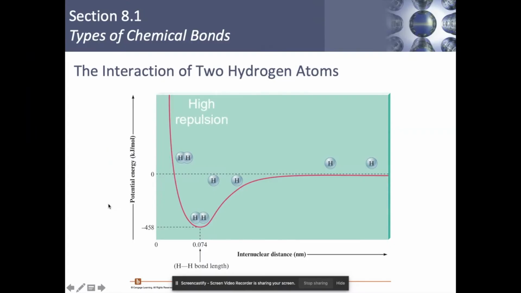Okay, so let's go back. And again, you can mark this then as a high repulsion area. This is no attraction, and this is where we have our lowest potential energy on our graph.